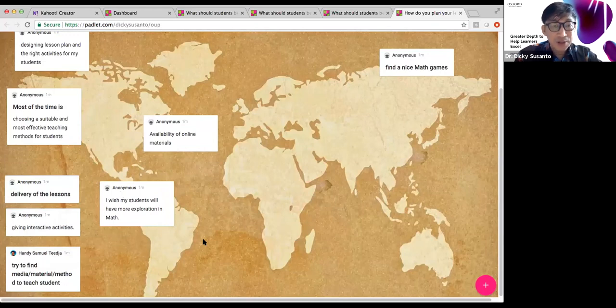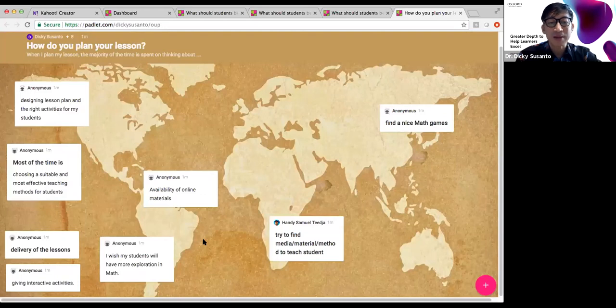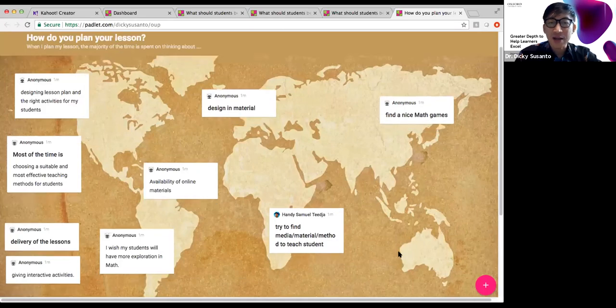So exploration, okay, so another teacher says that the time is spent on finding explorations, okay, so you want the students to be active rather than just passively reading stuff. They are exploring mathematical ideas. Great. Delivery of lessons, interactive activities, media, material, method to teach students. Okay, I think these are great answers.